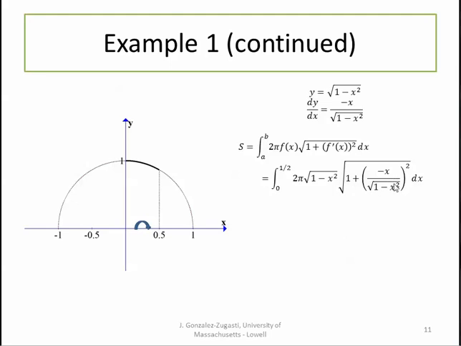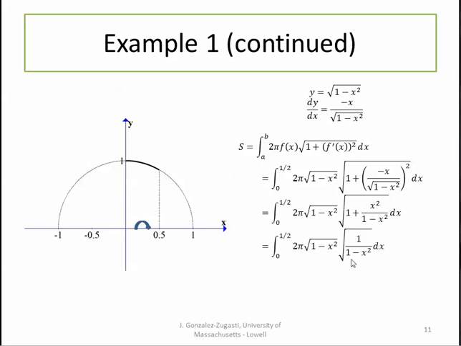plus our derivative squared. Now, if we simplify what's under the second radical here, we get that this term right here becomes this. And now if we put everything over a common denominator and simplify it, we'll find that it's equal to this. And once we've done that, this and this, when they multiply together, give you 1. So we end up taking the integral from 0 to 1/2 of 2 pi dx, which you all know is equal to pi.